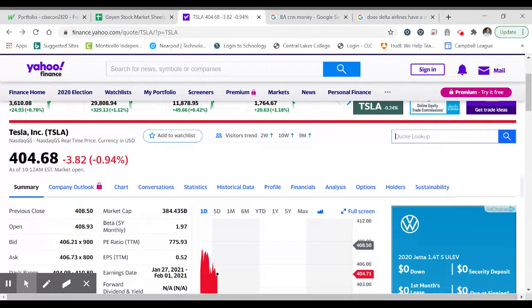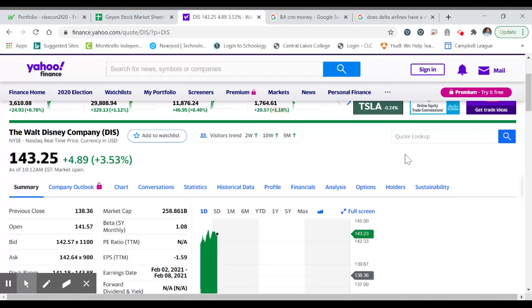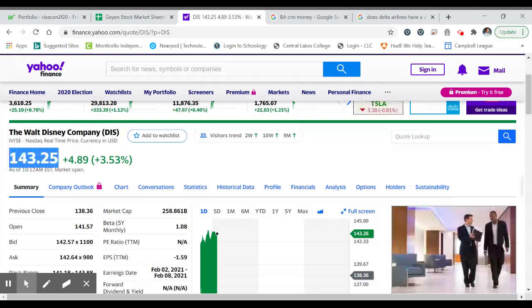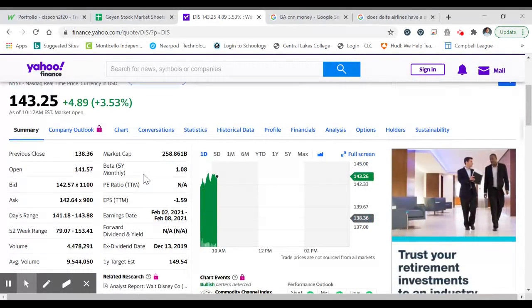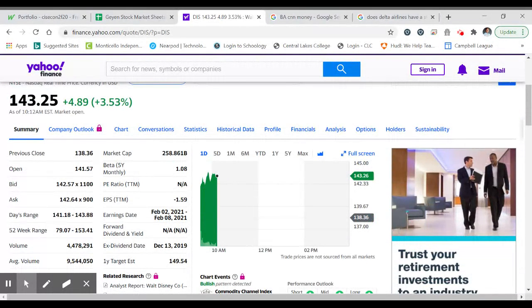And I'm going to type in DIS and here Disney comes up. So as I click on Disney, just a couple things to go through with you. Right here, $143.25. That's the price per share. So to buy one share of Disney, it's going to cost me $143.25. Right here, plus 4.89. So today, Disney is up $4.89 a share, and it's up 3.53%. So it's having a really good day so far this morning. This just goes through, here's its day range. So it's at almost a high for the day right here.